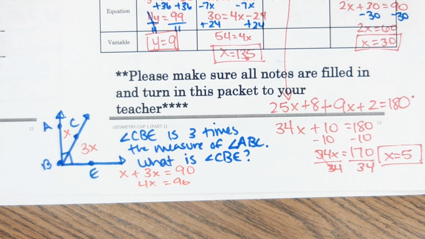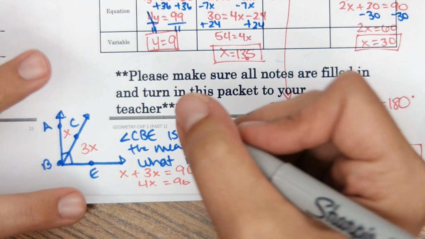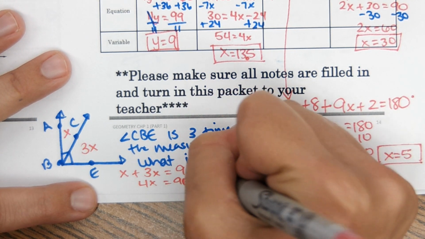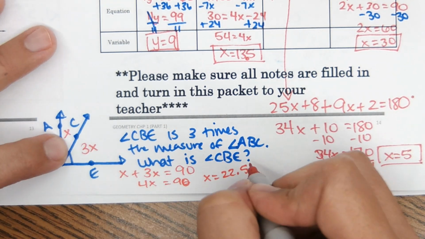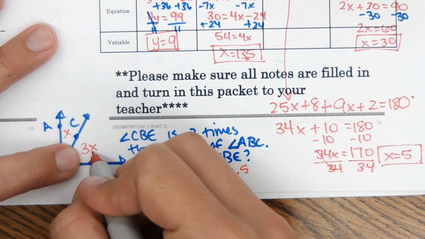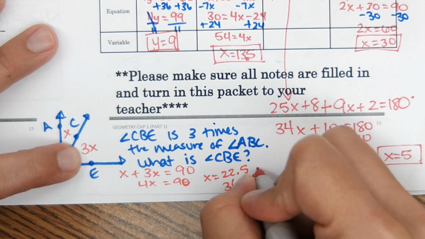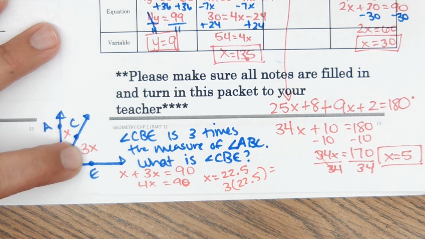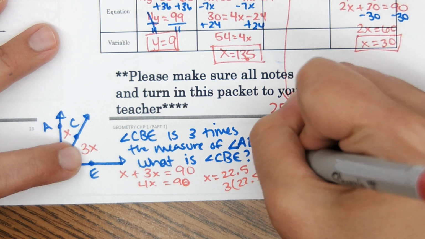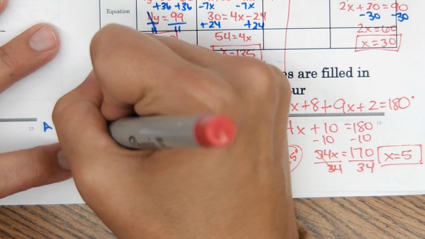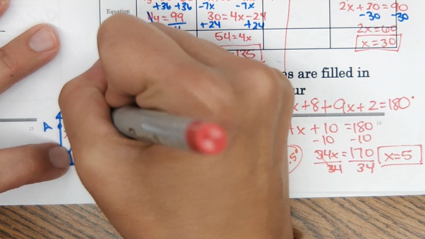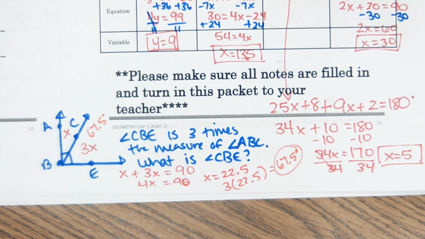What's 90 divided by 4? 22.5. Oh, I didn't mean for it to be a decimal, but okay, so x equals 22.5, and then that would be the smaller angle, and then 3 times that would be the larger one, which is what it's asking for. So 3 times 22.5 equals 67.5 degrees. And that's how you could figure that out, just by using algebra.